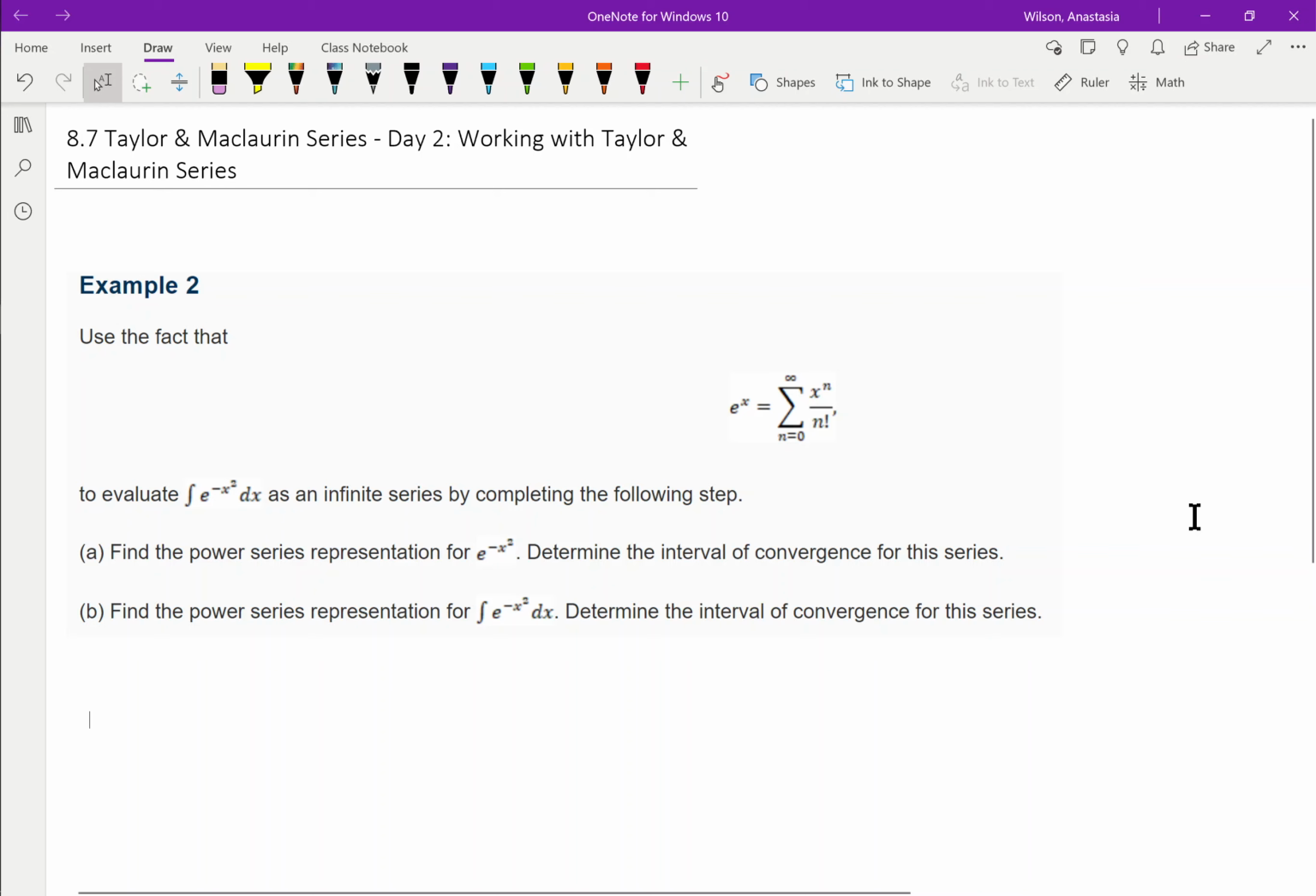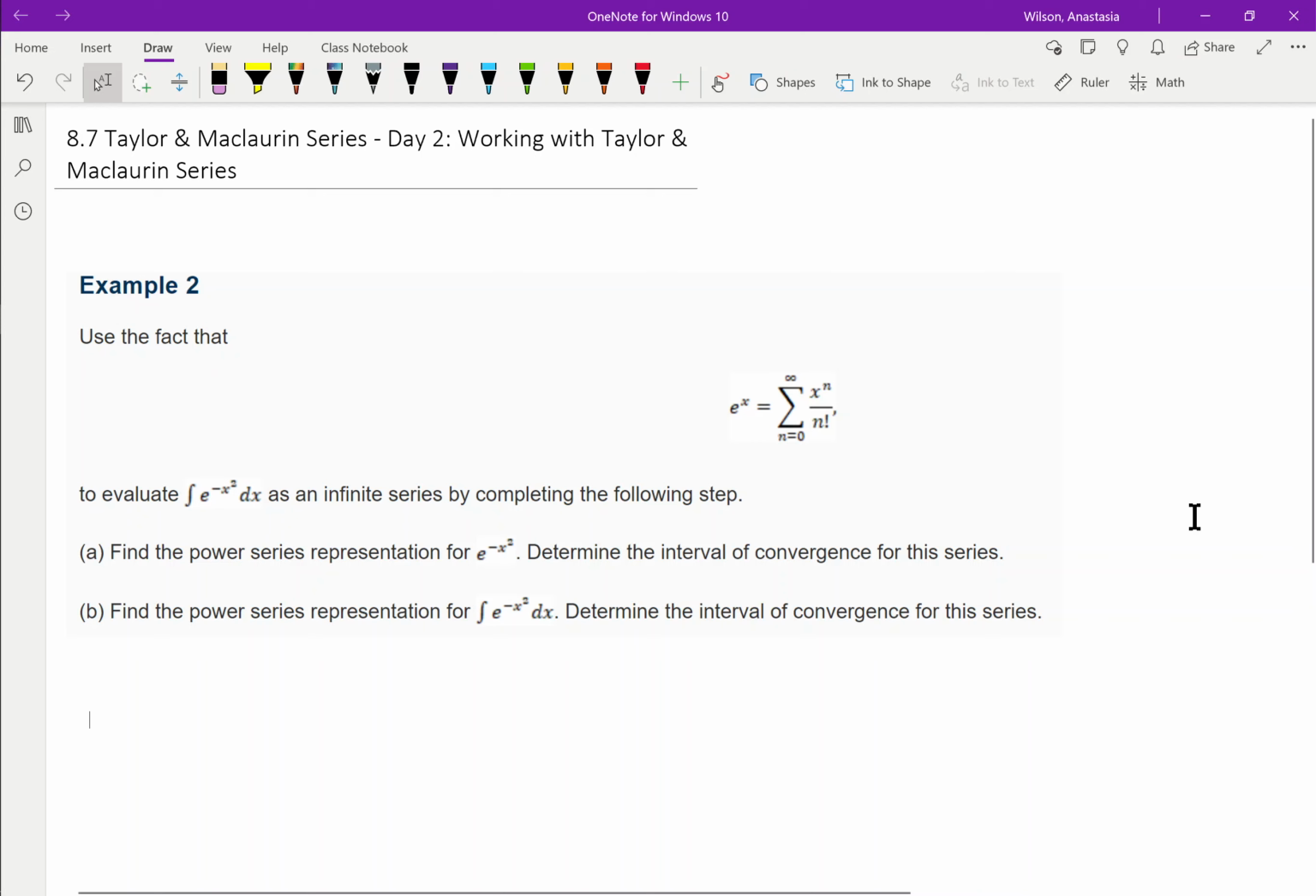Hello, in this video we are talking about section 8.7 on Taylor and Maclaurin series. We're in the day 2 lecture where we're working with Taylor and Maclaurin series. The way that we are going to do this is by remembering that a Taylor or a Maclaurin series is just a specific type of power series. So all of the stuff that we learned in sections 8.5 and 8.6 that applied to power series also apply to Taylor and Maclaurin series.